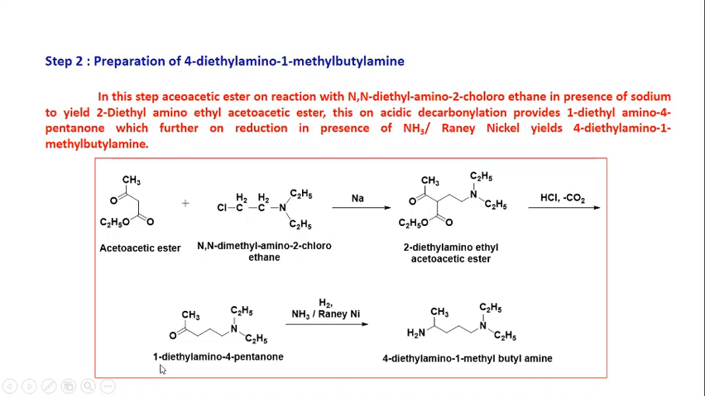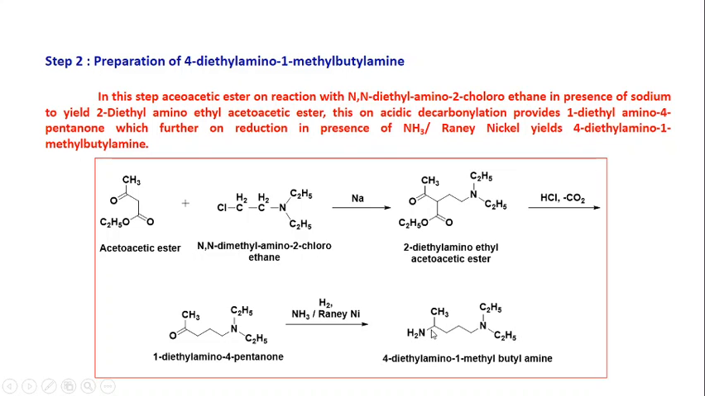Now this compound 1-diethylamino-4-pentanone, on reduction in presence of Raney nickel and ammonia, hydrogen gas, gives us the removal of this carbonyl group. What happens over here? First, this NH2 gets attached to this carbonyl group and an imine gets formed. Now that imine is reduced by the hydrogen and nickel, so that this double bond nitrogen-having carbon converts into a single bond NH2 carbon.